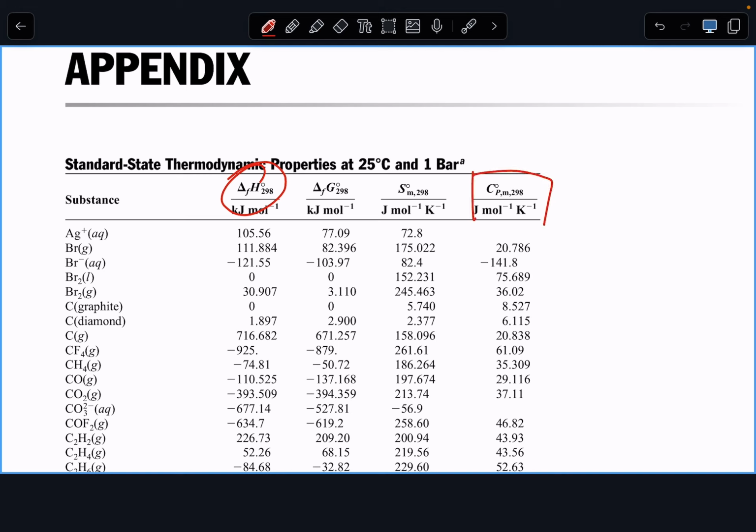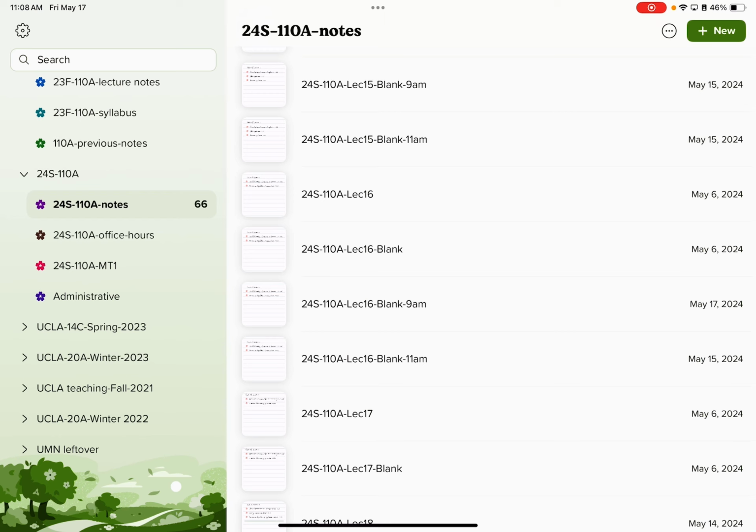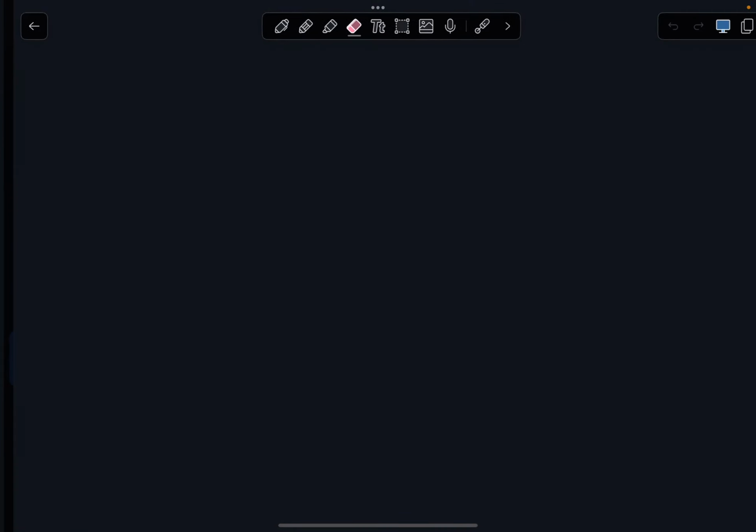Secondly, we'll also talk about the relationship of this C_P naught, m. This is the isobaric molar heat capacity, or the standard isobaric molar heat capacity. We'll use that to build a link for the temperature dependence of our enthalpy. So two goals today. The first one will take about 45 minutes. The last one will take 5 minutes, but it's fine. Let's get going on lecture 10.